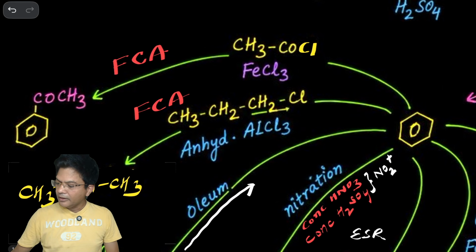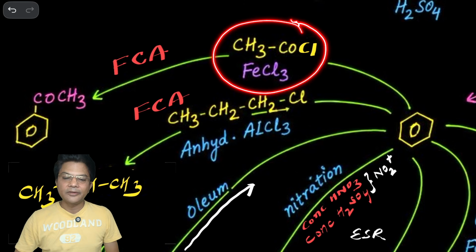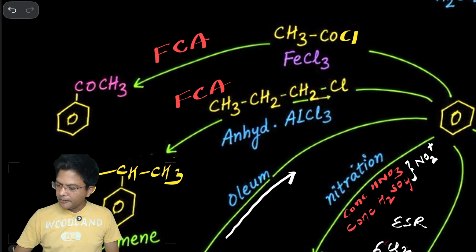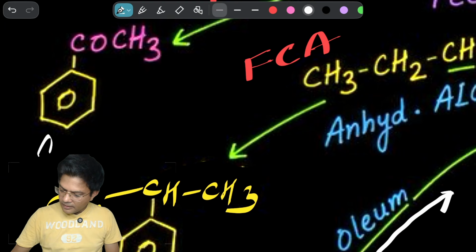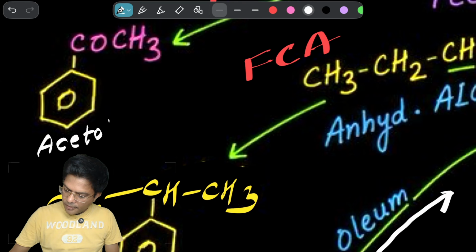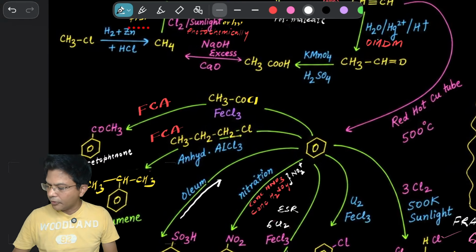And you see, if you use acetyl chloride, that will attack on benzene, and this is Friedel-Crafts acylation. There will be no rearrangement because this CO plus is already stabilized by back bonding. So your compound will be acetophenone. Remember the name of this compound, acetophenone. So this part also got completed.